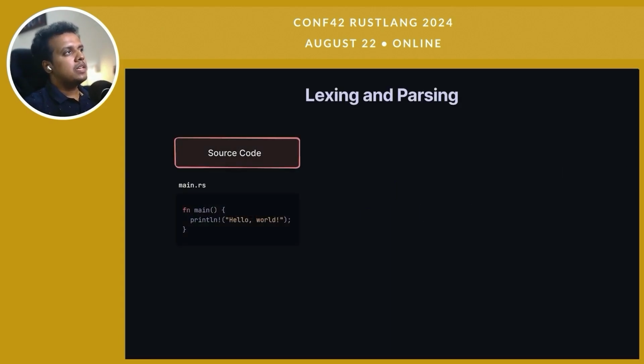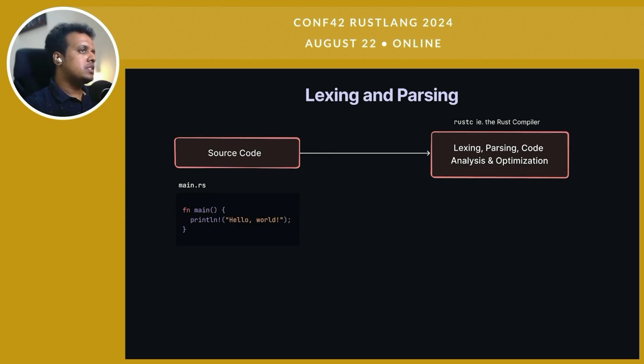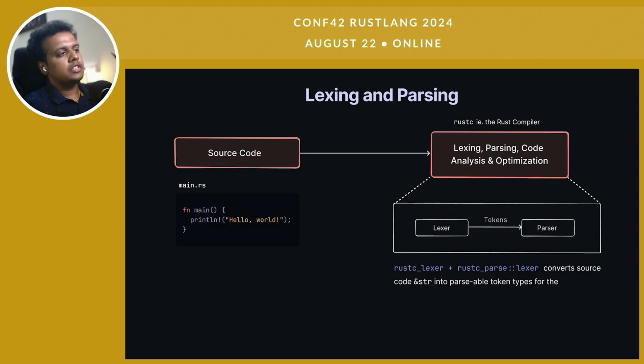The first step is lexing and parsing. Let's take this simple source code, which is just a main function with a println macro that prints hello world. The first steps are lexing, parsing, and code analysis and optimization. I've put all of these steps together into one, but they are individual steps on their own. What happens first is the lexer. The lexer operates directly on the input string, in this case the source code, and produces simple tokens, which are effectively a pair of type and tag, saying this particular type of token has an associated tag with it.